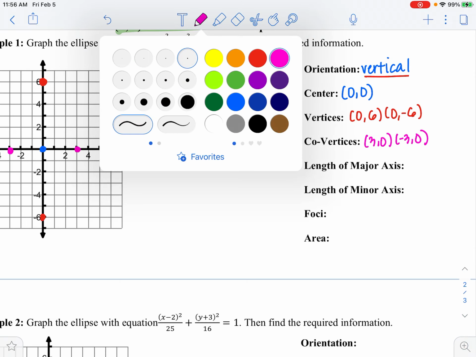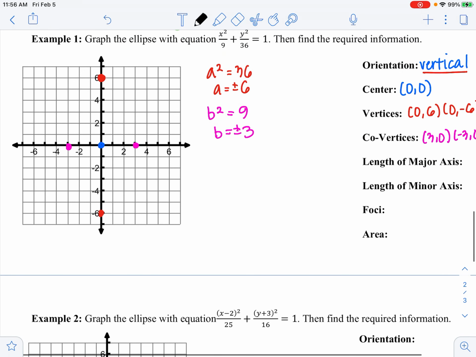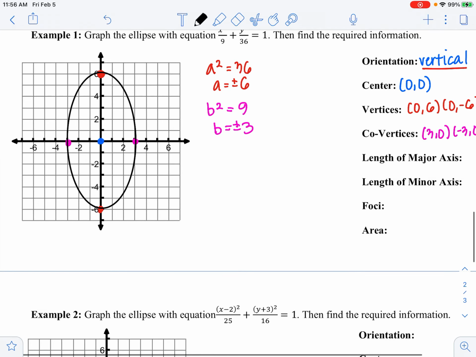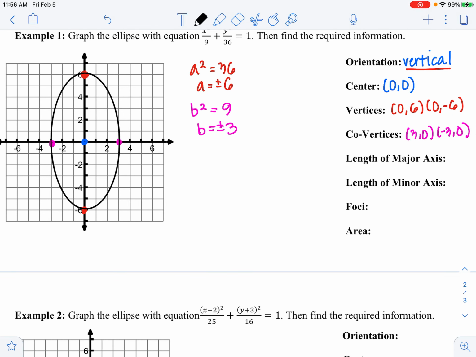I can connect these points to make my ellipse right now. I wonder if my iPad will help me make an ellipse. Will it? Oh, it's beautiful. Okay. I graphed these on the board last year, so I haven't done it on an iPad. Okay, so there's my ellipse. Gosh, that's pretty.